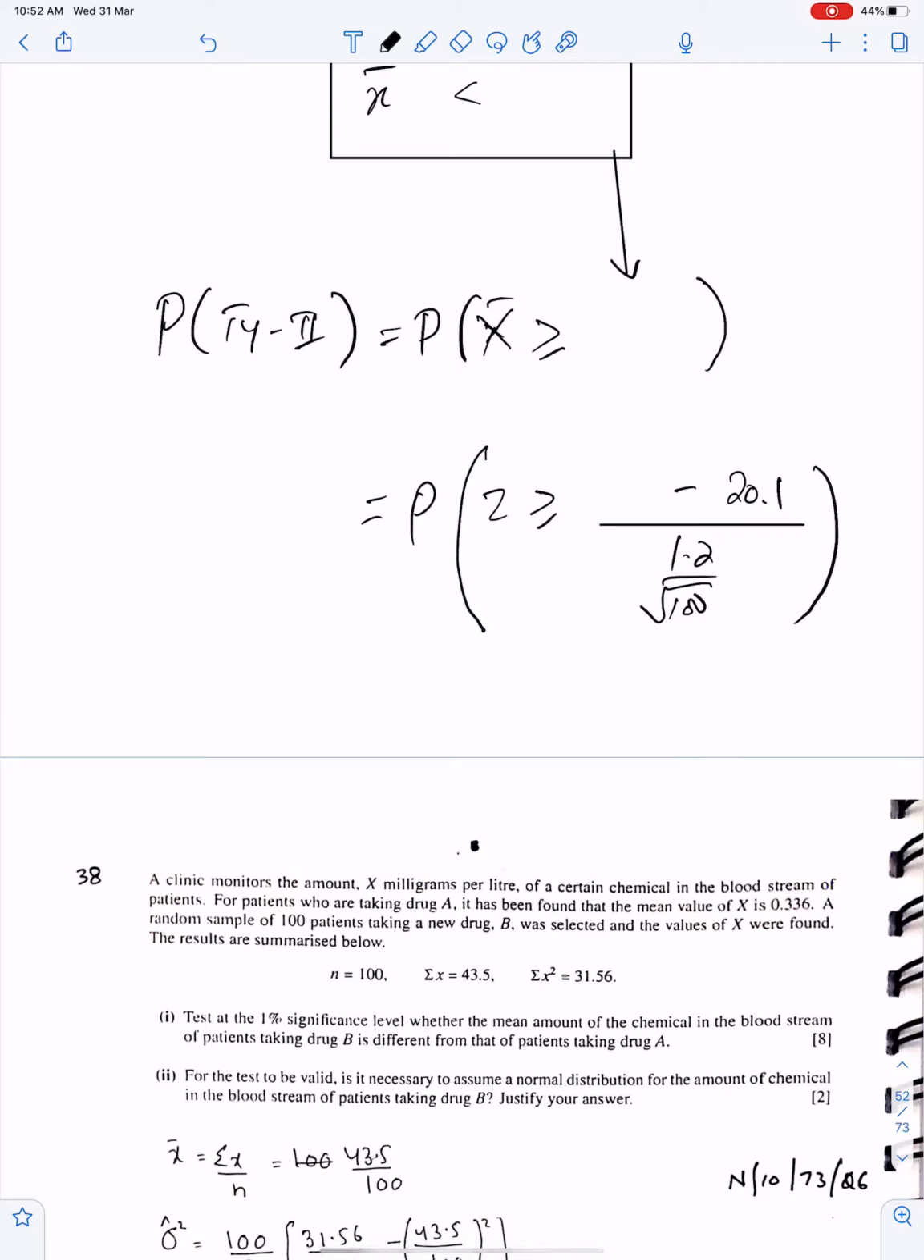Remember, whenever they ask to find the probability of type 2, always work out the critical region first and then get the probability of type 2. And write this value here.